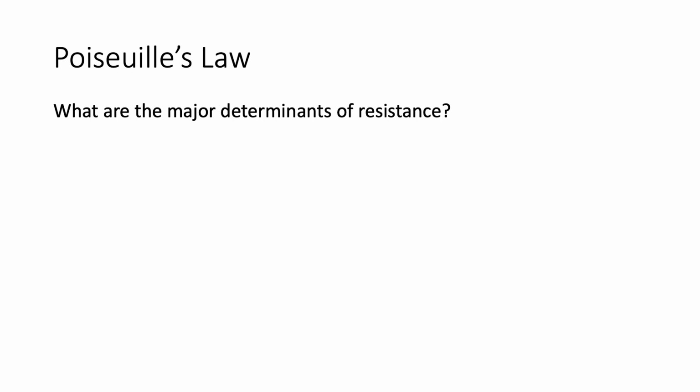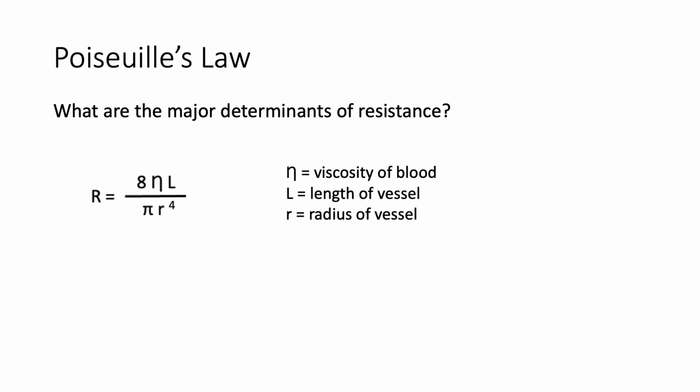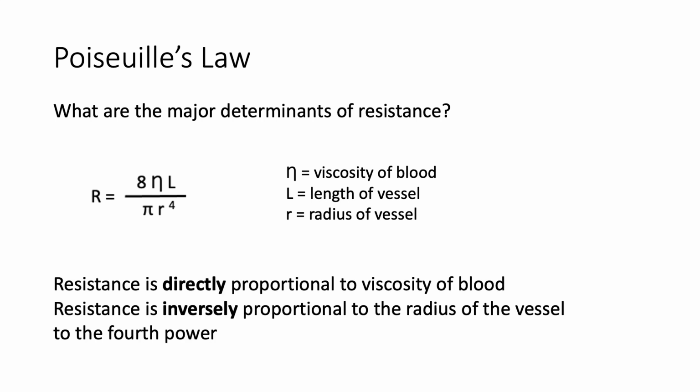Now, what are the major determinants of resistance? Well, those are described by this law, and it's very important to me that you know how to pronounce this law. It's Poiseuille's law. And Poiseuille's law says that resistance is directly proportional to the viscosity of blood and the length of the vessel, and inversely proportional to the radius of the vessel to the fourth power.